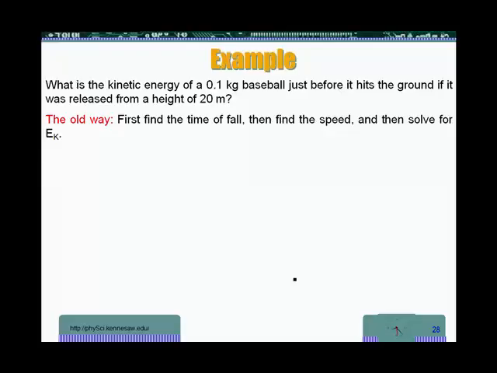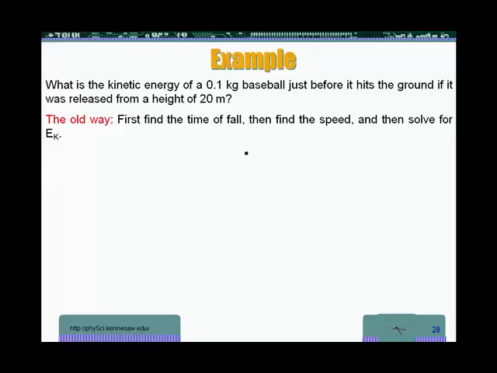So we are still stuck with baseballs. We have a baseball here that was released from a height of 20 meters. What would be its kinetic energy just as it is about to hit the floor? Now, notice if we were going to work this problem the old way, we know the displacement, we know the acceleration, 10 meters per second squared down, so we know the initial velocity is 0. So we have to find the final velocity, and then solve for the kinetic energy after that. And that's not a bad problem, but it's not a difficult problem.